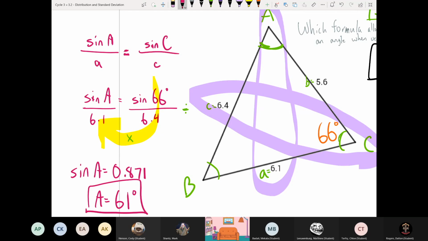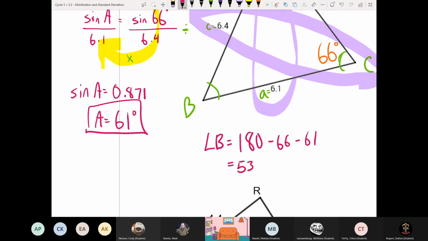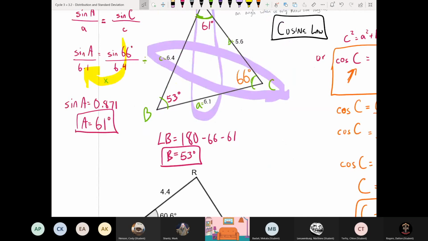All right. And then once I have angle A at 61 degrees, I can do the easy part to solve for angle B. Angle B, when you have two angles of a triangle, we just take 180 and we subtract the two angles that we know, 66, 61. And I can do that on my calculator because I'm lazy and I like to use the calculator. And it gives me 53 degrees. So angle B is equal to 53. And now I know all there is to know about that triangle. I know all the angles, I know all the side lengths.